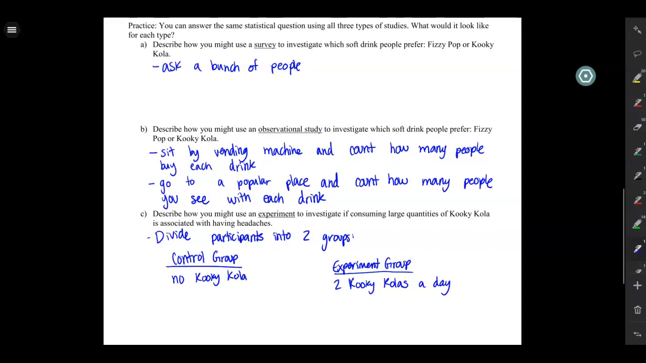So like if you're doing your experiment and you put 2 people in the control group and 2 people in the experiment group, that's really not going to give you very much information, right? You're really not going to learn that much if you just have 4 people in your group. So you want to make sure that your groups or your population, your sample are big and that they actually reflect the population that you're looking at.